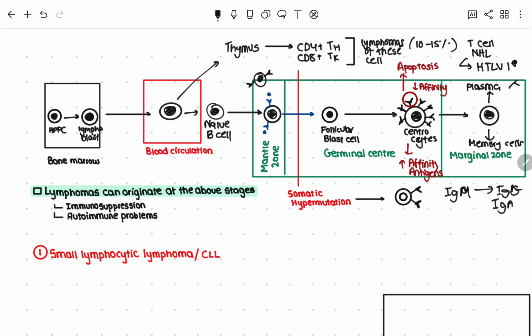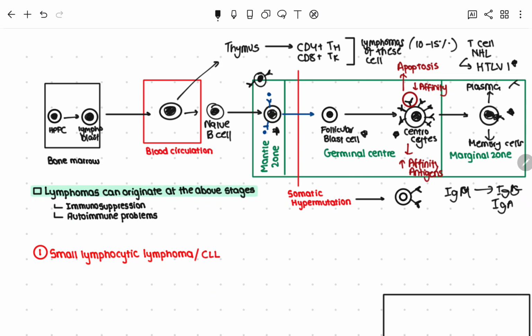And as a result, you can have different types of lymphomas, the different phenotypes and morphologies of a non-Hodgkin's lymphoma, depending on where mutations take place along this lymphocytic pathway. And so the important ones to be mentioned are at the mantle zone, at the level of the centroblast and centrocytes and the follicular blast cells, and at the level of the marginal zone lymphocytes. And so, as mentioned here, the lymphomas can originate at any of the above stages, but the major ones that we're concerned about are the ones I put an asterisk next to.